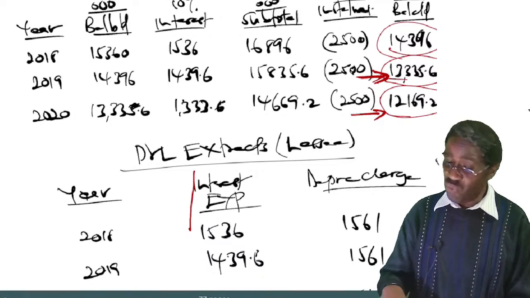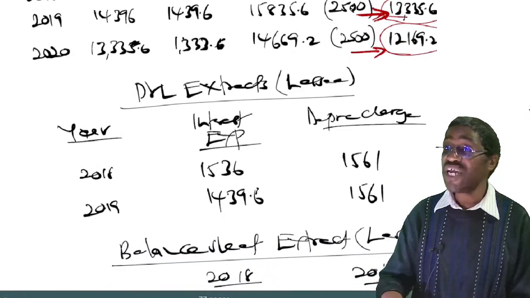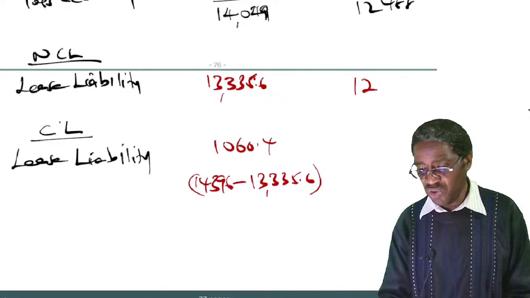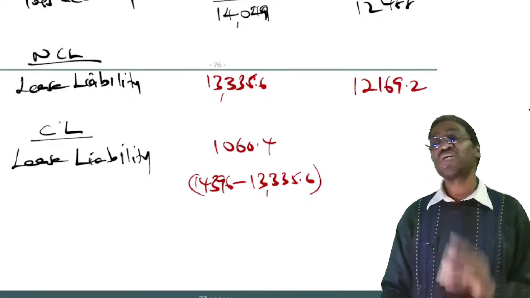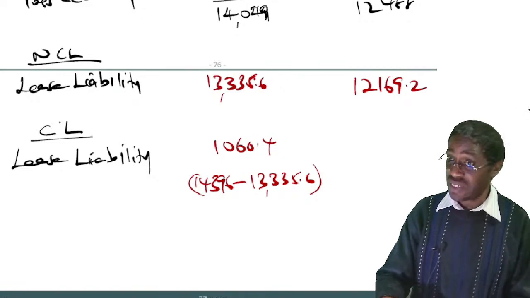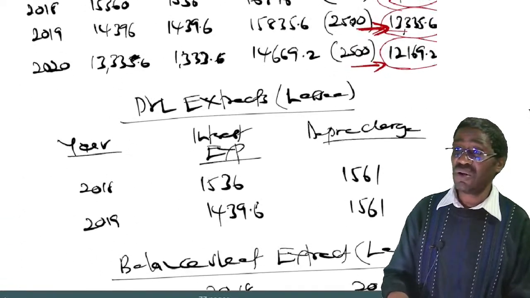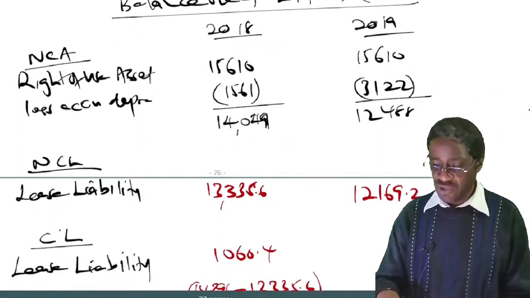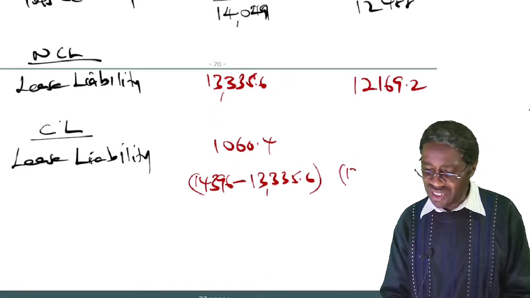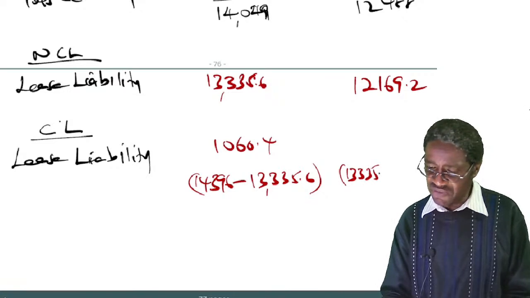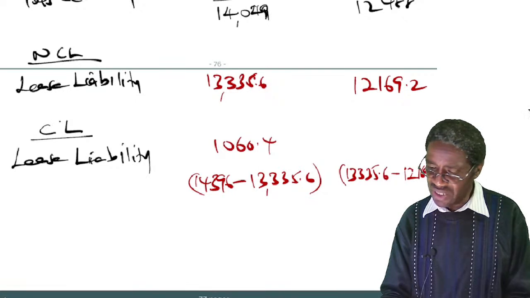So that 12,169.2, we consider it as a long-term liability. That is what I'll put here. 12,169.2, that's what you consider as long-term. The current, I said I minus. What was the liability by end of year 2, sorry? It was 13,335. Good. So to get the current, I take that 13,335.6, I minus that 12,169.2.